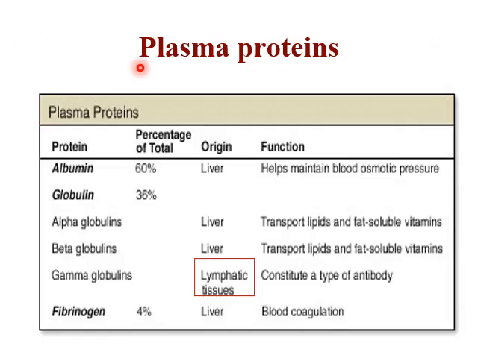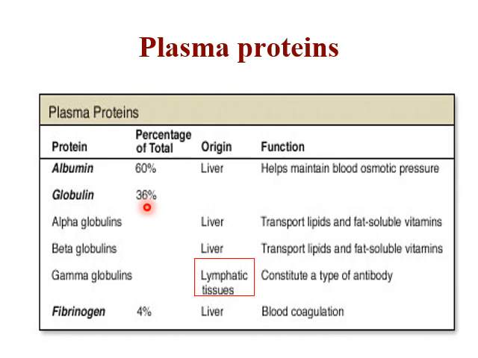Now this is the brief summary of all the plasma proteins. The first plasma protein is albumin. It is the smallest, but its percentage is the highest. It's 60% of the total plasma protein. It is synthesized in the liver, and its main function is to maintain the osmotic pressure. How, we'll discuss further. Second is the globulin. Its percentage is about 36%.